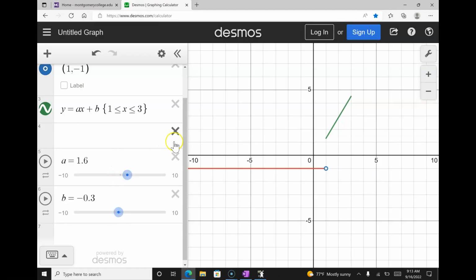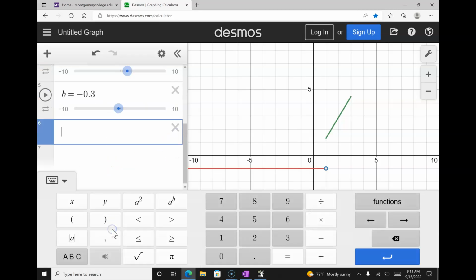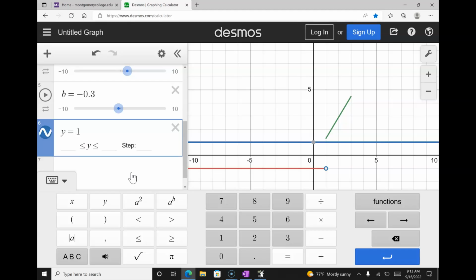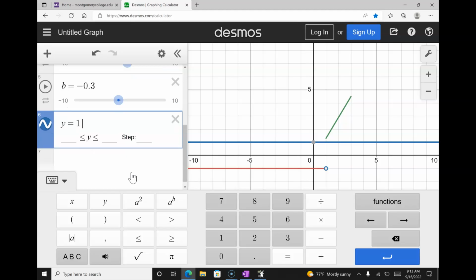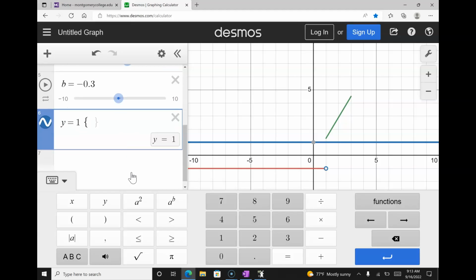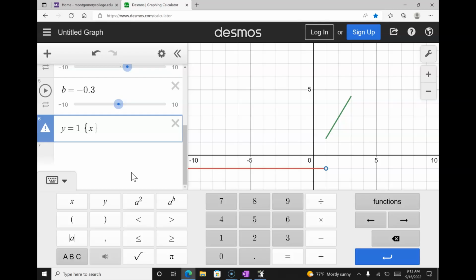So back to here, my Desmos piece. Let me put this last function in again. What was it? Y equals 1, right? Oops. Y equals 1. And I want to restrict that with the curly bracket for x greater than 3, right?